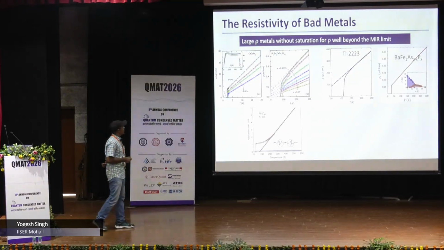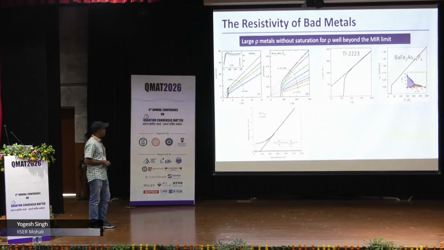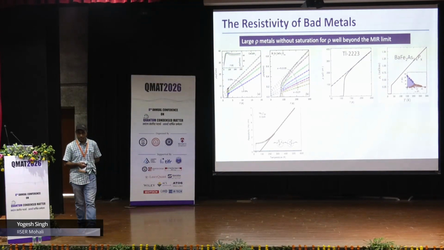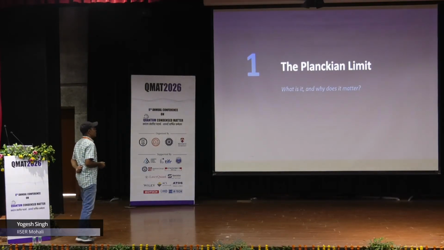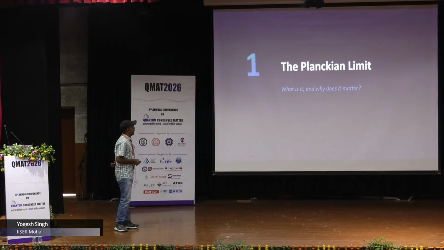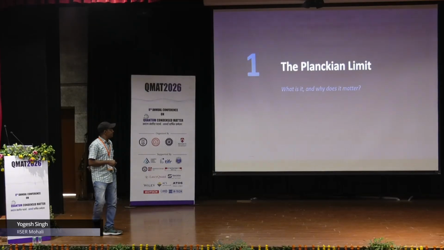And not just alloys like these, even doped fullerenes show linear resistivity at large temperatures. And look at the size here, milliohms. Okay. So what is common to all these families of materials?